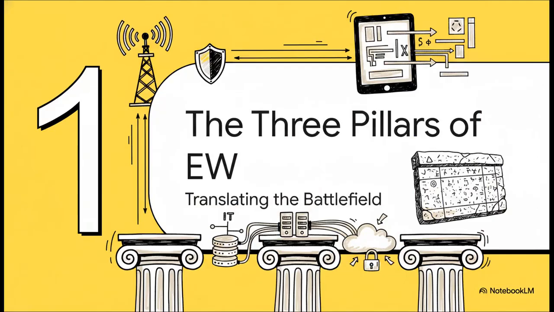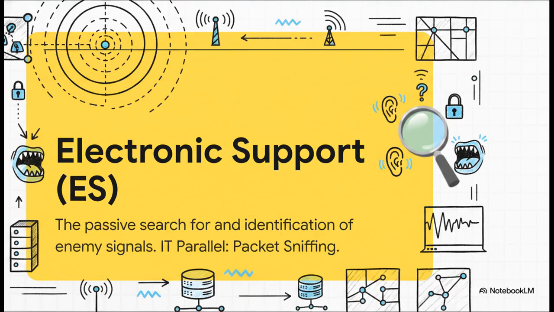To really make sense of all this, it helps to know that electronic warfare basically stands on three main pillars. Think of this as our translation guide, our Rosetta Stone that turns all the military jargon into IT concepts we already get. First up, we've got electronic support, or ES. This is the listen before you speak phase. It's totally passive. Before you can even think about disrupting an enemy signal, you first have to find it, listen to it, and understand what it is.